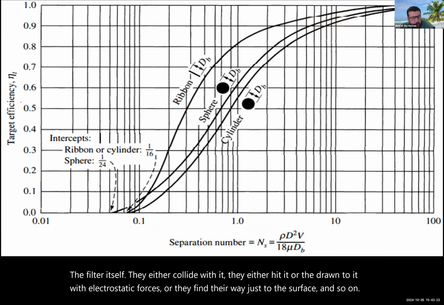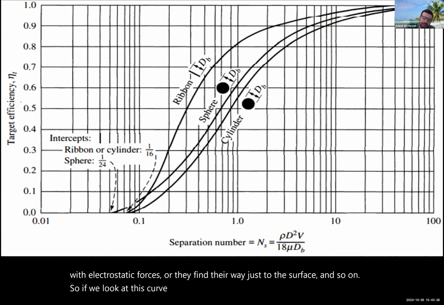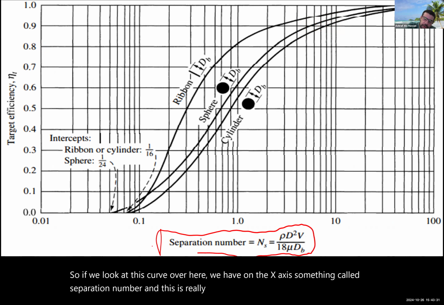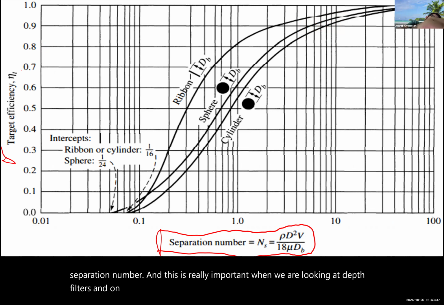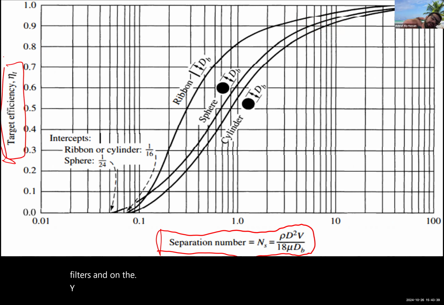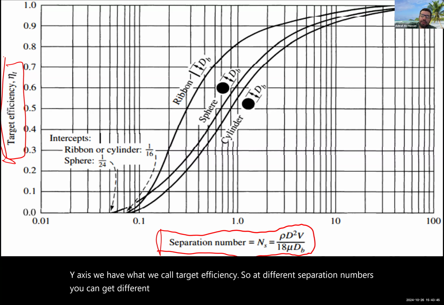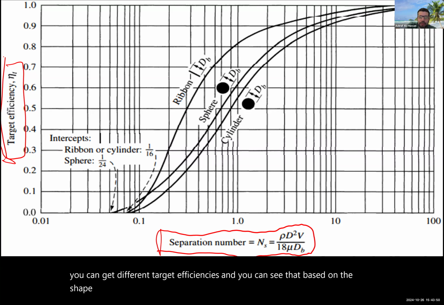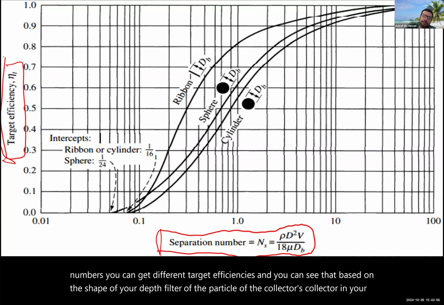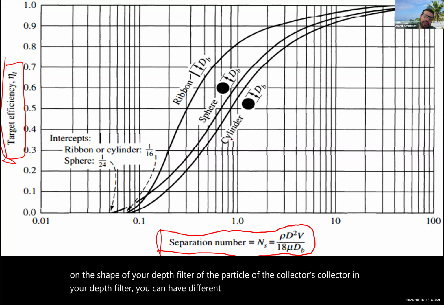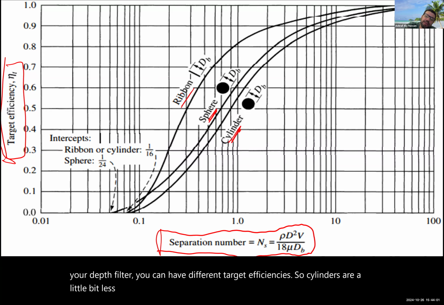So if we look at this curve over here, we have on the x-axis something called separation number, and this is really important when we are looking at depth filters. And on the y-axis, we have what we call target efficiency. So at different separation numbers, you can get different target efficiencies, and you can see that based on the shape of the collector in your depth filter, you can have different target efficiencies. So cylinders are a little bit less than spheres, which are a little bit less than ribbons.